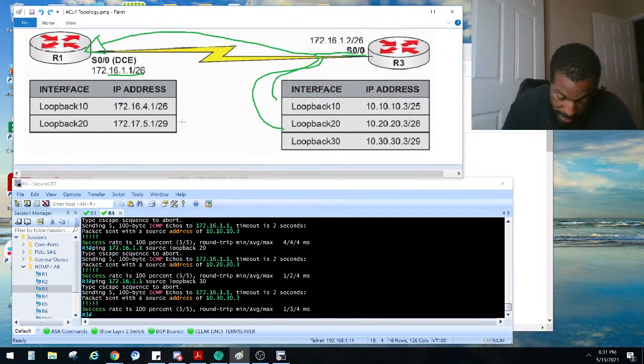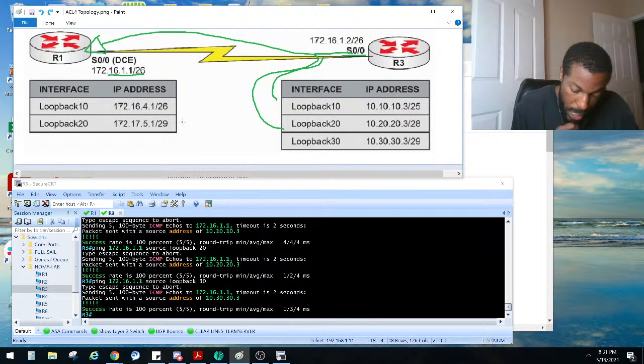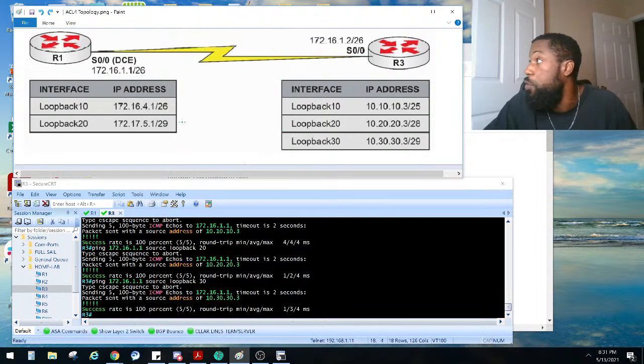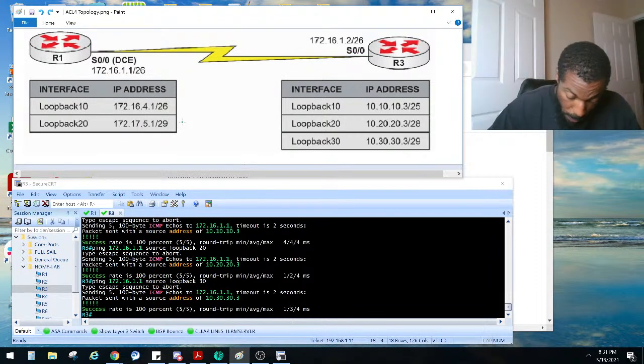Actually, that was it for task 4. Let me know if you got packet tracing. Y'all let me know if you can do that. Change the source interface. I don't think you can do that though.